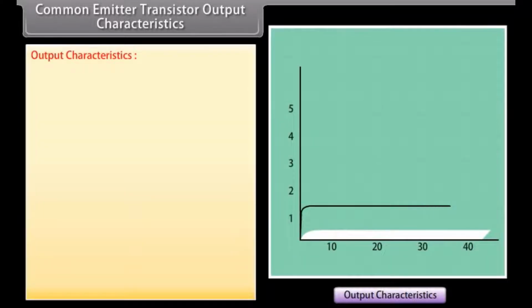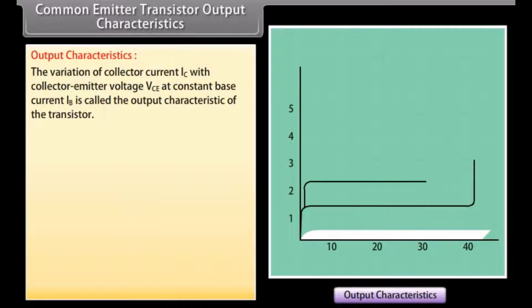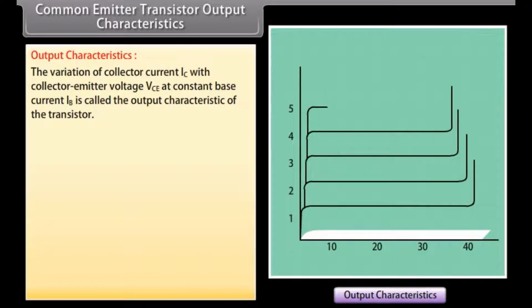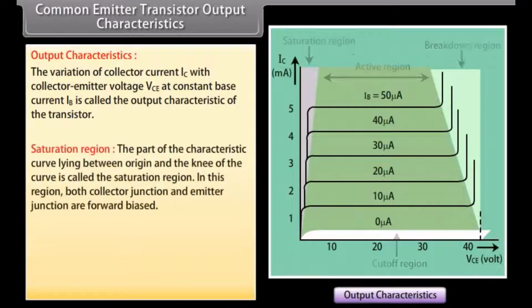Common emitter transistor output characteristics. Output characteristics. The variation of collector current IC with collector emitter voltage VCE at constant base current IB is called the output characteristic of the transistor. Saturation region. The part of the characteristic curve lying between the origin and the knee of the curve is called the saturation region. In this region, both collector junction and emitter junction are forward biased.